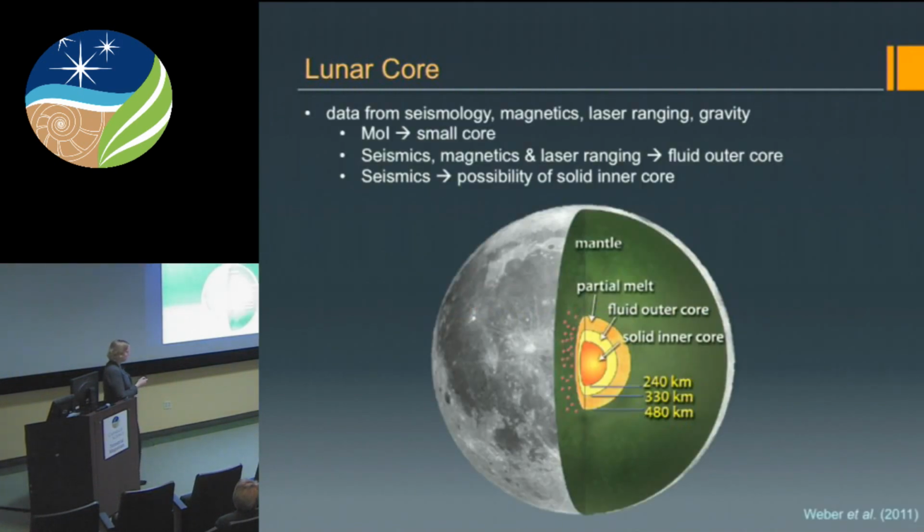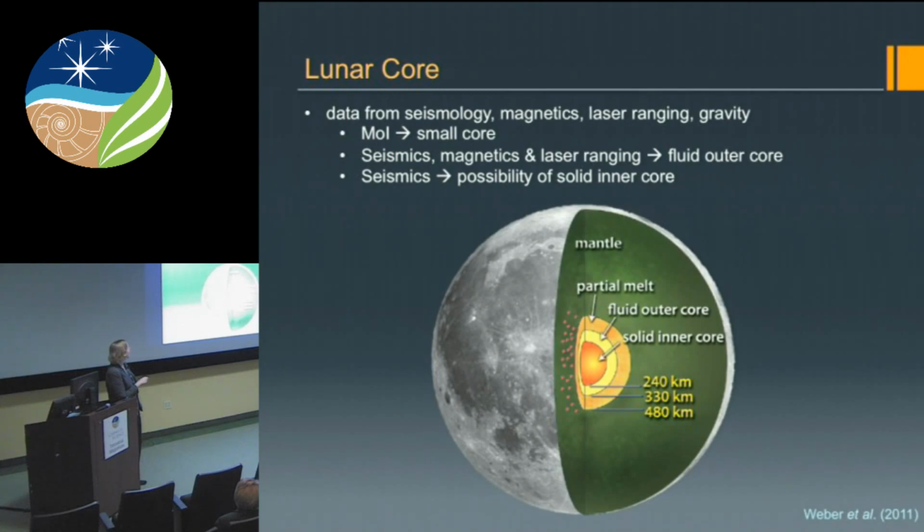This is just a schematic of the moon's interior. We have information about the lunar interior from a variety of sources, including seismology, magnetics, laser ranging, and gravity. And they all tell us, so for example, the moment of inertia of the moon is very close to a homogeneous value of 0.4, which means that it has a very small core. We know that the moon can't have a large core.